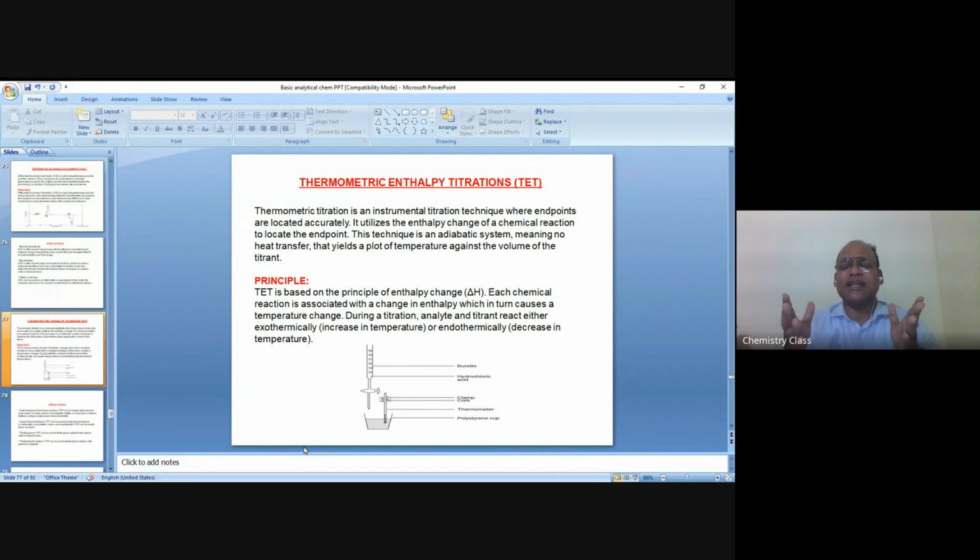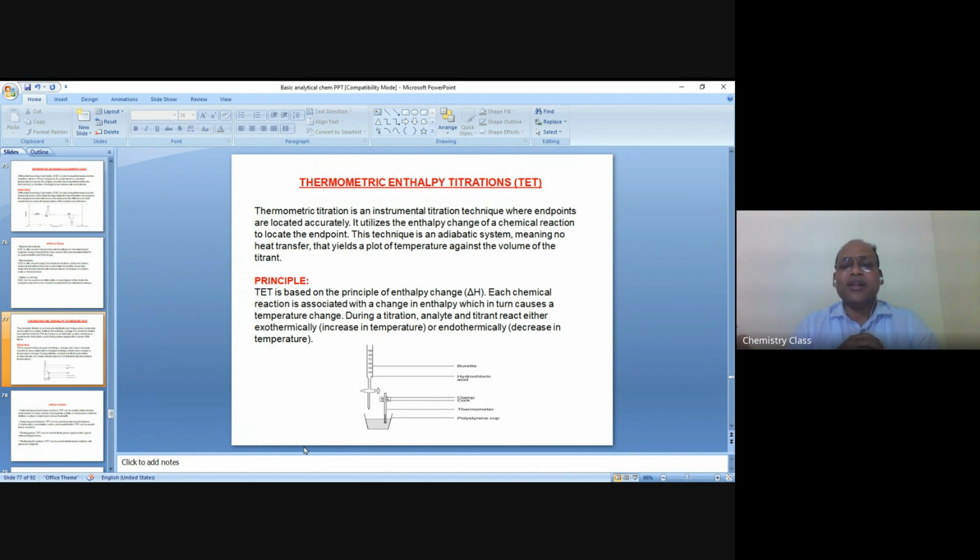Means you can say that it is a thermometric titration system. Such a system yields a plot of temperature against the volume of the titrant. The principle associated with the TET is based on the principle of enthalpy change. Each chemical reaction is associated with a change in enthalpy, which in turn causes a temperature change.